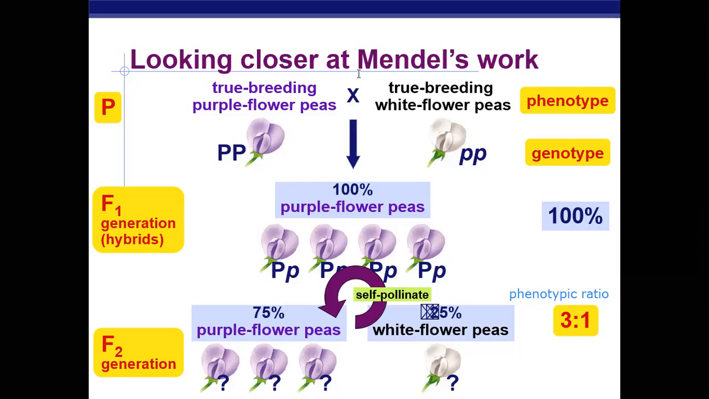The genotypic ratio, just to throw it out there, because you're going to need to know these ratios for your tests and everything, is 1 to 2 to 1. Now, this is true regardless of what you're breeding for, as long as you have a true homozygous dominant and a true homozygous recessive as the parents. Your F2 generation should always show a 3:1, and it should always show a genotypic ratio of 1 to 2 to 1. What do I mean by 1 to 2 to 1?